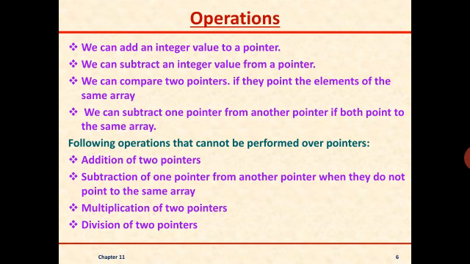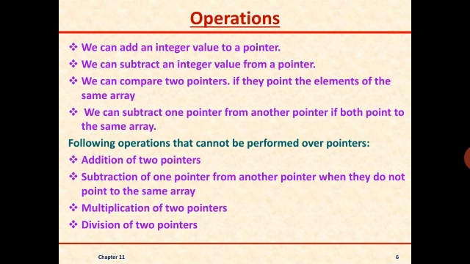Now students, let us understand what operations can be performed with pointer variables and what operations we cannot perform with pointer variables. First, we can add an integer value to a pointer. We can subtract an integer value from a pointer. Also, we can compare two pointers if they are pointing to the same elements in the array. We can also subtract one pointer from another if they are pointing to the same array.